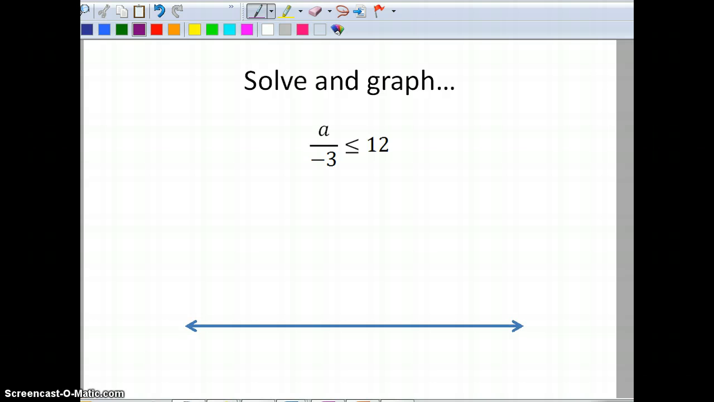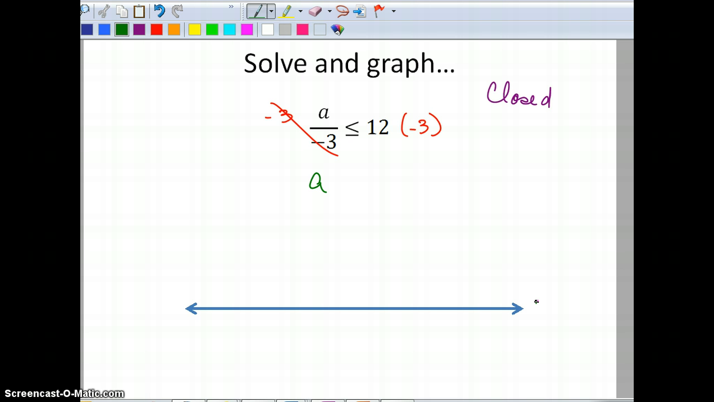Okay, now here's another one we're going to be graphing. a divided by -3 is less than or equal to 12. I see right at the beginning I'm going to have a closed circle. When I isolate the variable, I'm going to multiply both sides by -3. So now I have a. Oh, what did I just do? I multiplied by a negative. When I multiply by a negative, what do I have to do with my inequality? I have to change the direction. So now a is greater than or equal to, what's 12 times -3? -36.